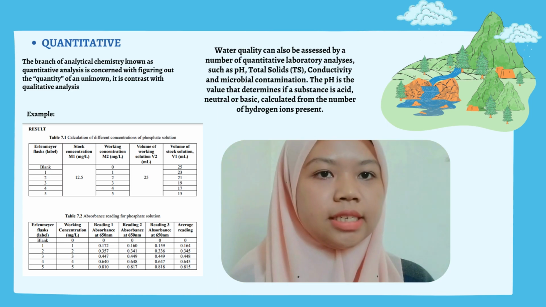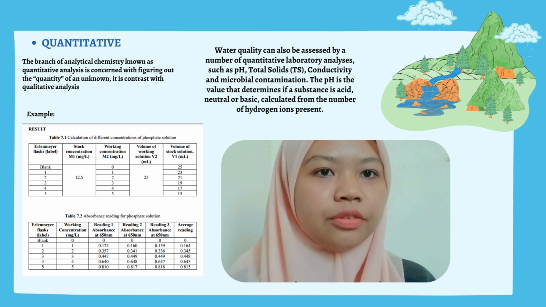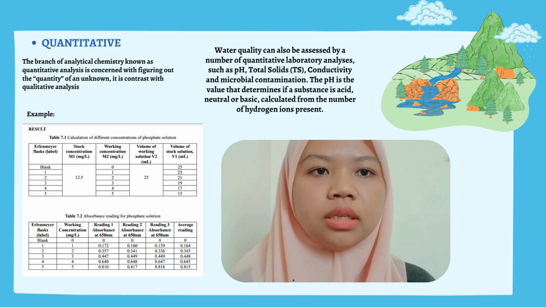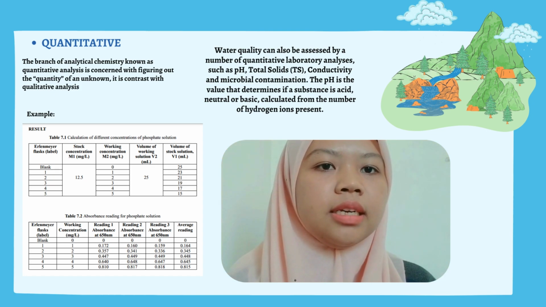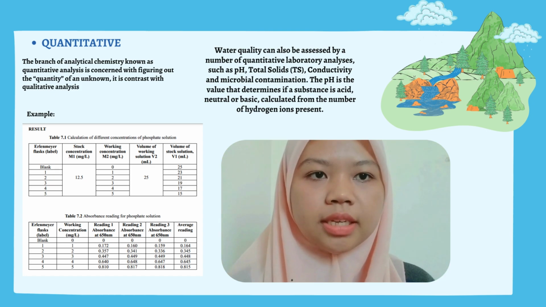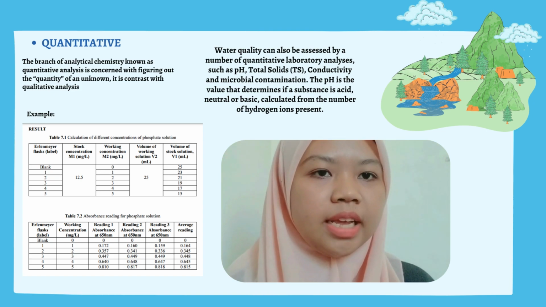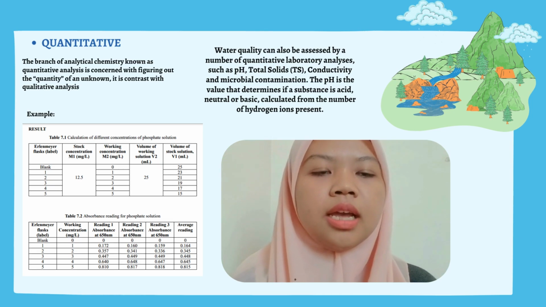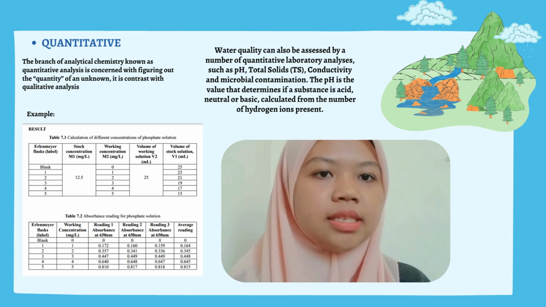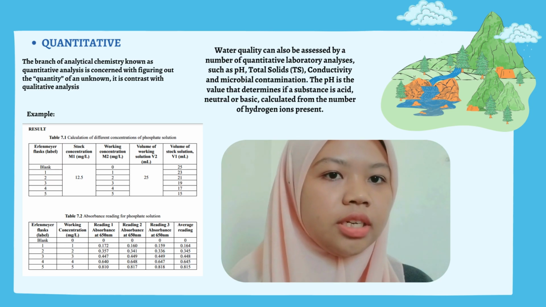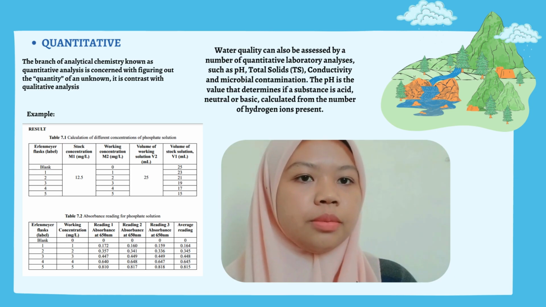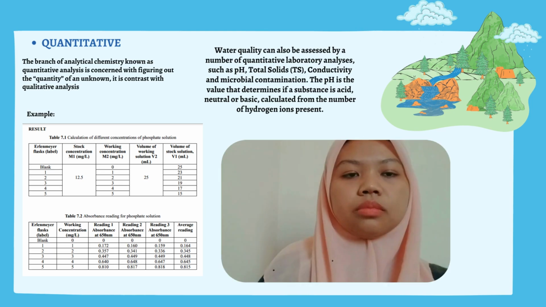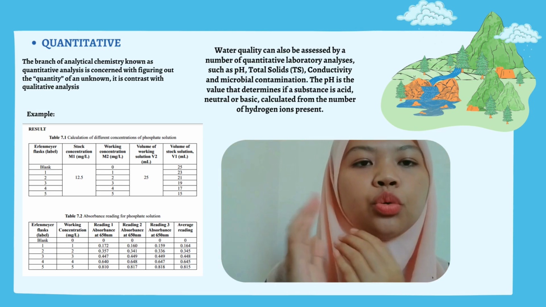Other than the processes that we know in qualitative analysis, quantitative analysis can also determine the water quality by assessing a number of quantitative laboratory analyses such as pH, total solids, conductivity, and microbial contamination. The pH is the value that determines if a substance is acidic, neutral, or basic. It is calculated from the number of hydrogen ions present in the water. This is an example of quantitative analysis.